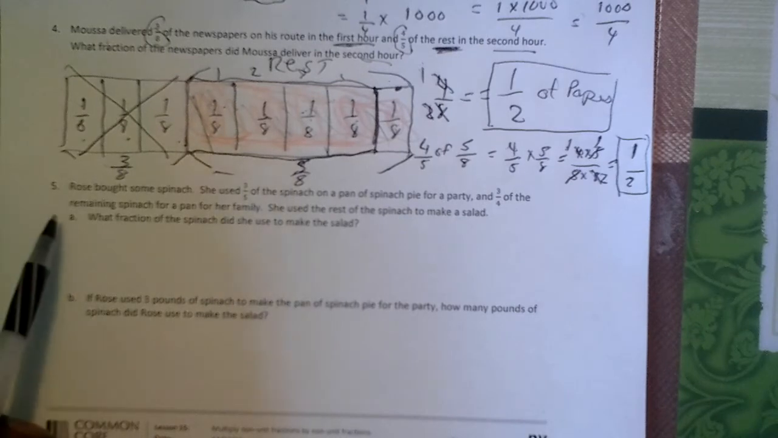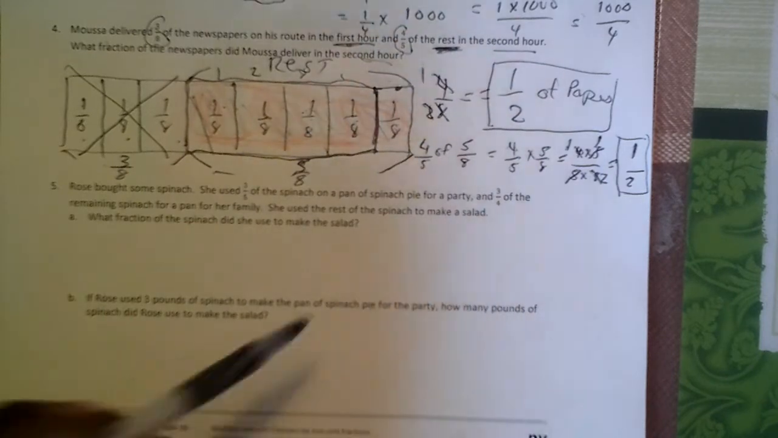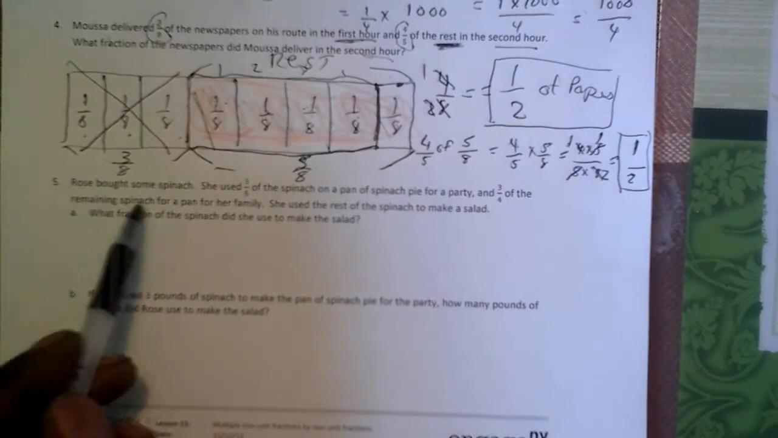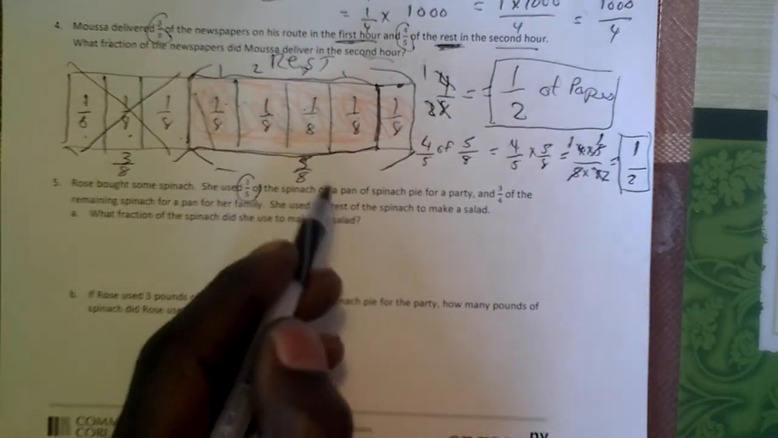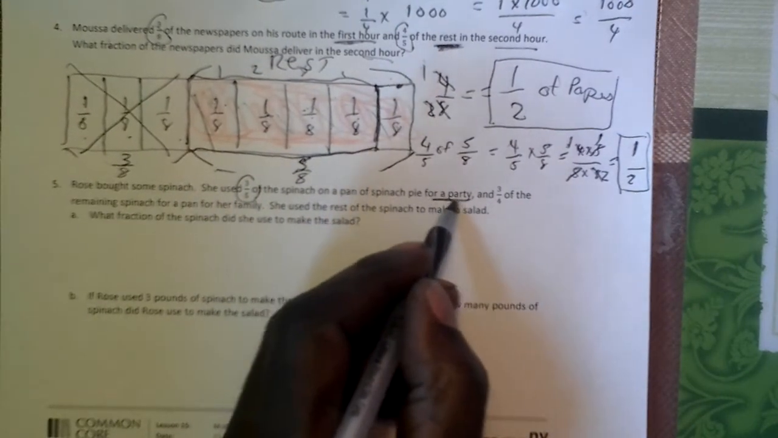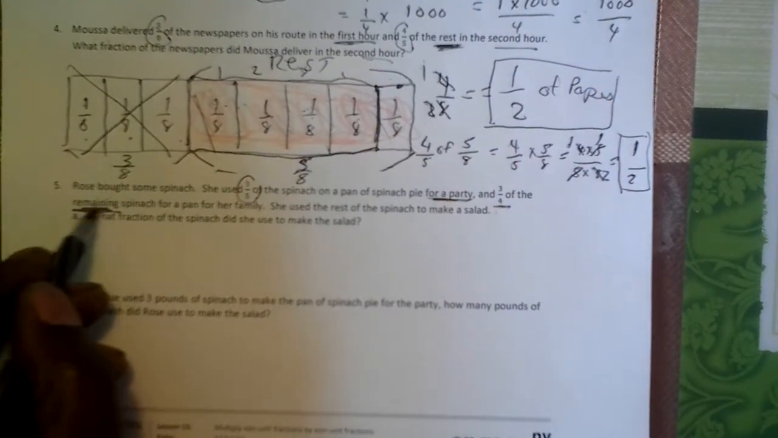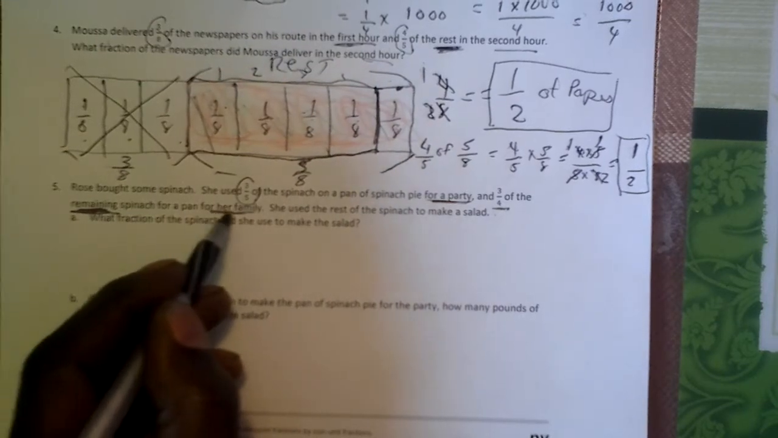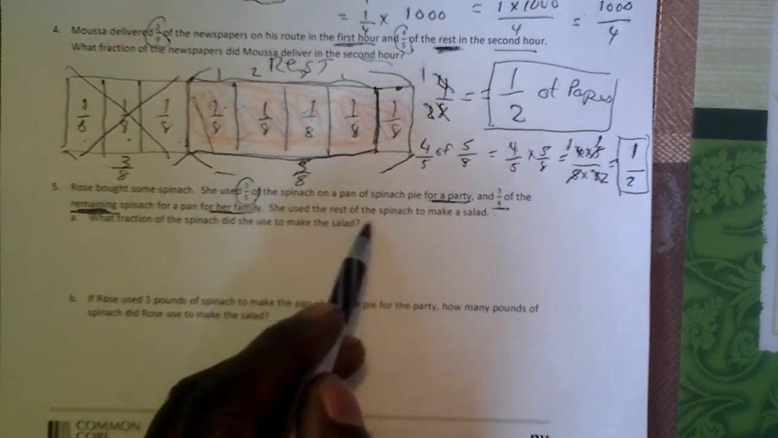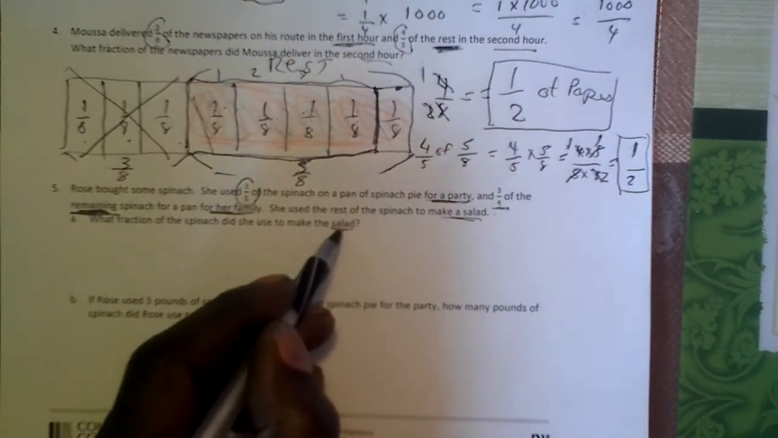Okay, let's see. Now, Rose bought some spinach. Oh, we can probably use some logic on this, right? Rose bought some spinach. She used 3/5 of the spinach on a pan of spinach pie for a party, okay? She used 3/4 of the remaining, so 3/4 of the remaining, important word, for a spinach pan for her family. She used the rest of the spinach to make a salad. What fraction of the spinach did she use to make the salad?